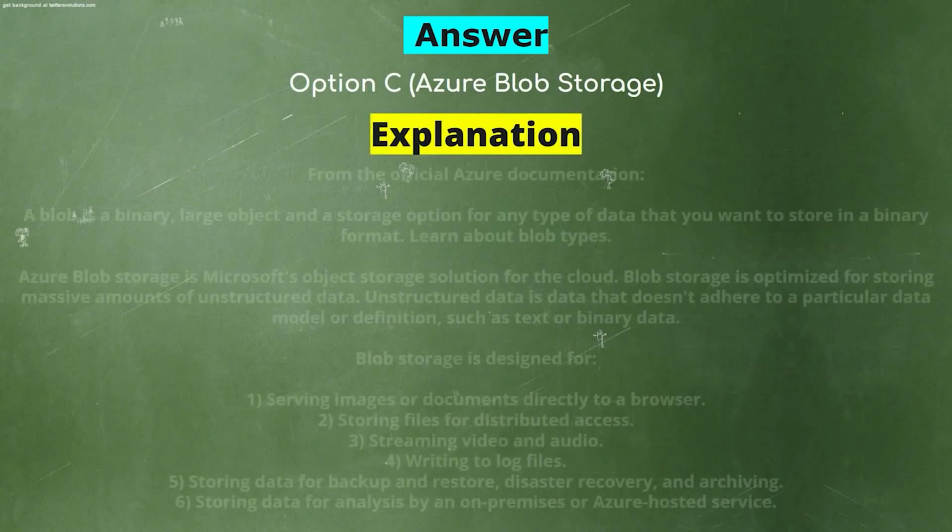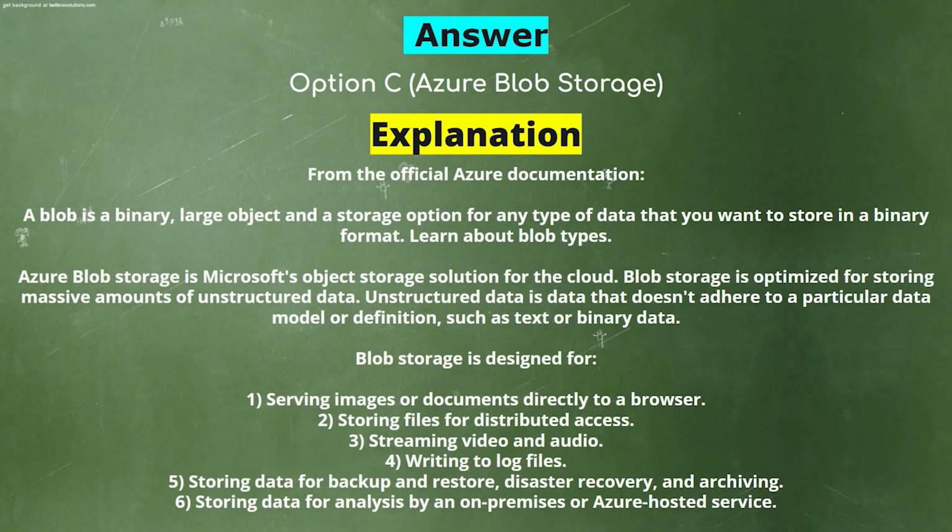Explanation. From the official Azure documentation, a blob is a binary large object and a storage option for any type of data that you want to store in a binary format. Learn about blob types. Azure Blob Storage is Microsoft's object storage solution for the cloud. Blob storage is optimized for storing massive amounts of unstructured data. Unstructured data is data that doesn't adhere to a particular data model or definition, such as text or binary data.